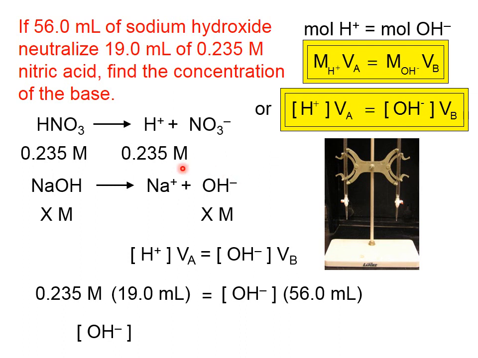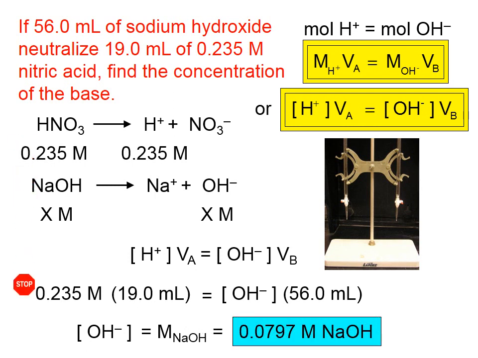And by at least thinking of this dissociation equation, we know that the concentration of the OH matches the concentration or the molarity of the NaOH. And that turns out, to the correct number of sig figs, to be 0.0797 molar NaOH.